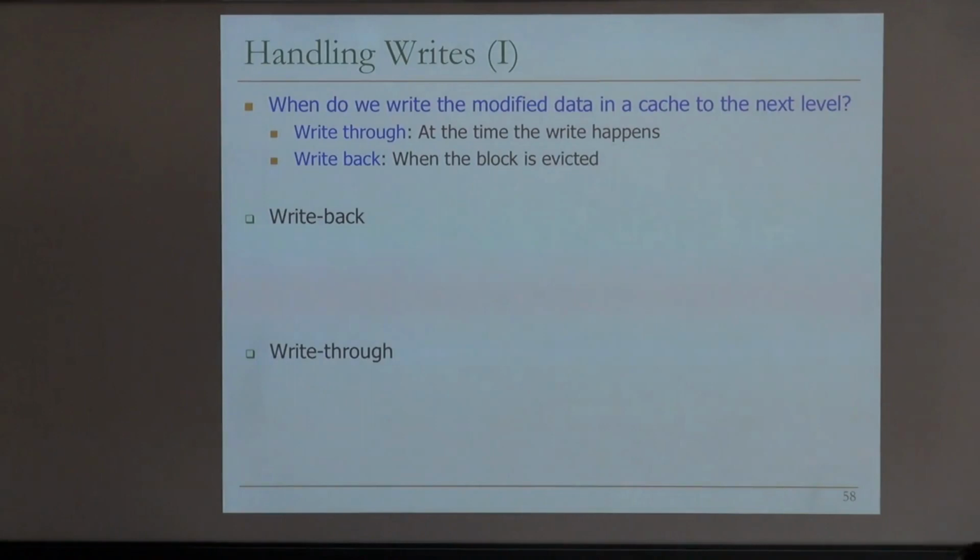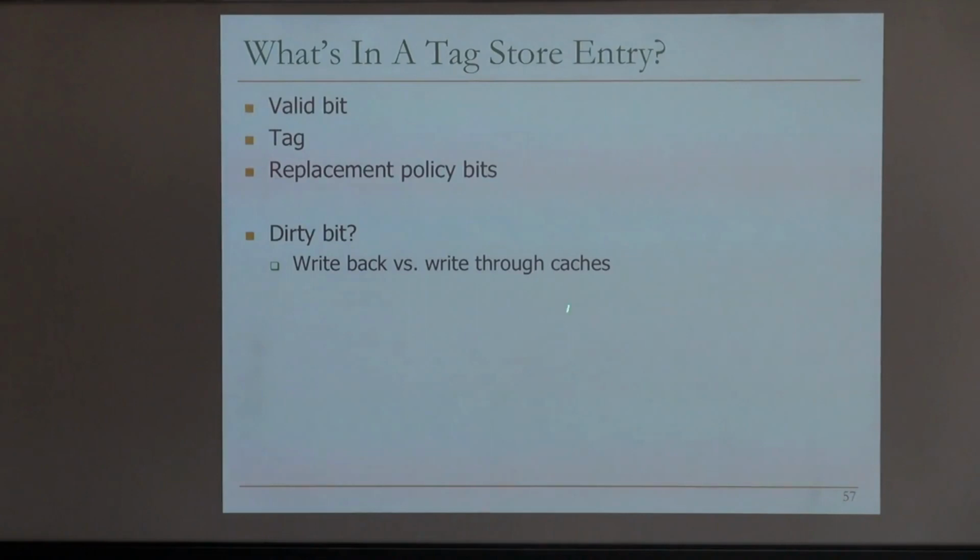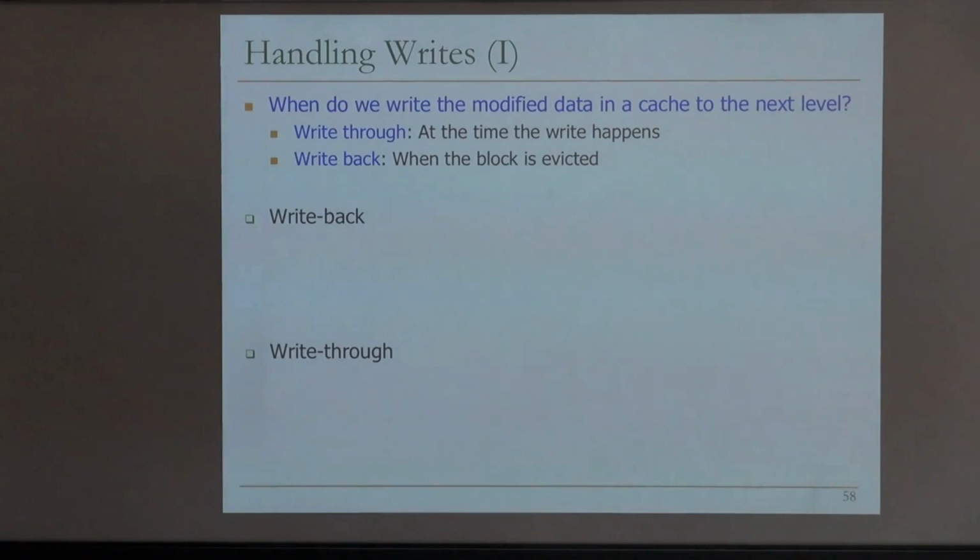But let me handle the writes. I think handling writes is interesting. So clearly, we need in a tag store a valid bit, tag bits, and replacement policy bits. You may need a dirty bit also, a modified bit. And this depends on what you do with the writes. So the key question is, when do you write the modified data in a cache to the next level? You have a store instruction. It writes the data. Do you write it to the next level at the time the write happens? That's called a write-through cache. You write to the cache, and you write through it also. Or do you keep the modified data in this cache and not inform the other cache levels, and write it back when the block is evicted to the next level? That's a fundamental design decision.